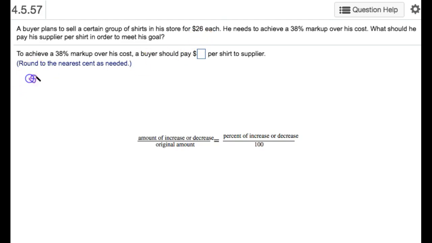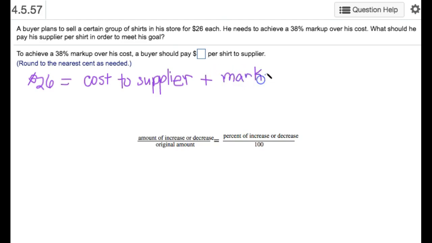So that means that $26 is made up of the cost to the supplier, what he bought the shirt for, plus the markup amount. So be careful not to take 38% of the $26. That's actually not what we're going to take the percent of.